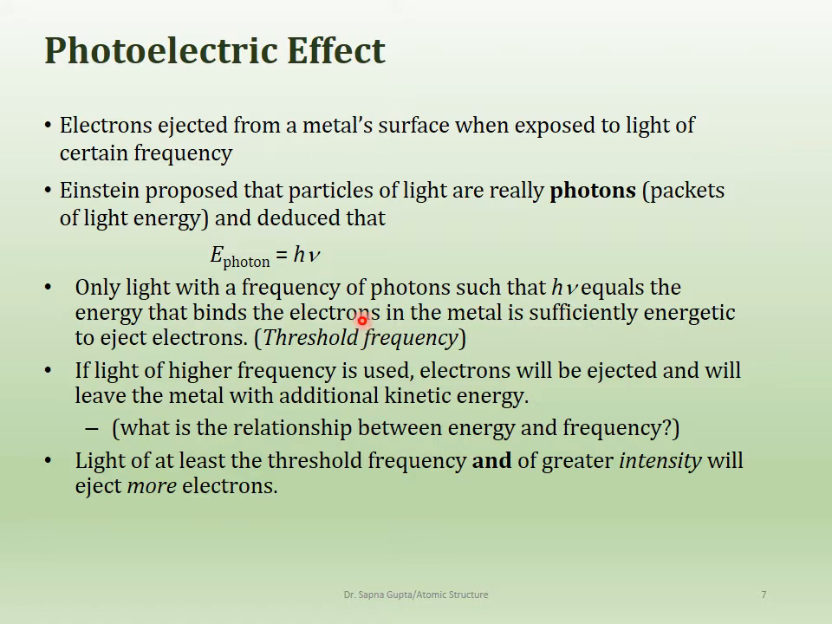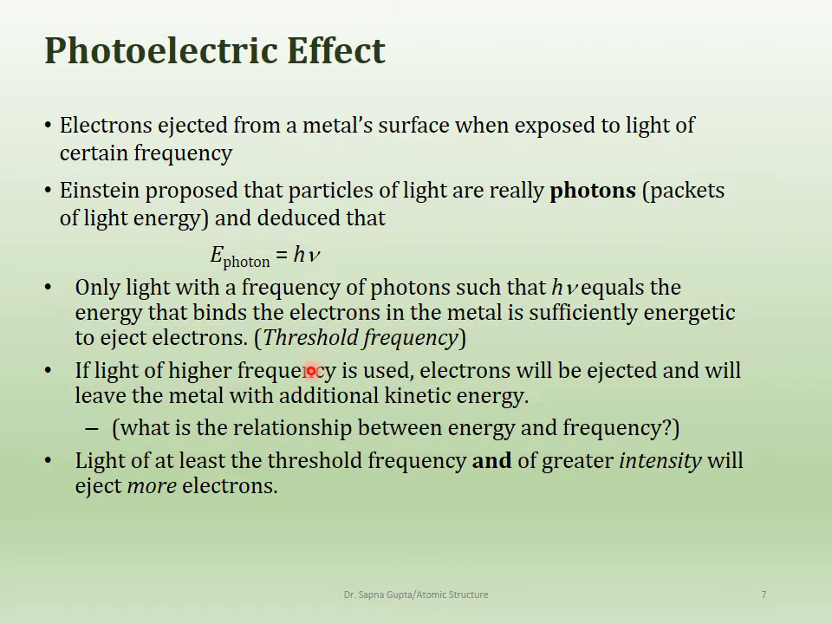What Einstein also suggested is that there is something called threshold frequency, which means that you have to have a certain amount of energy in order to eject that particle in the photoelectric effect. So for example, if you have red light hitting a metal, it may not eject any electrons. However, if you increase the frequency and go on to say blue radiation or ultraviolet radiation, then the electrons can be ejected, which means that there was a certain amount of energy required in order to eject those electrons.